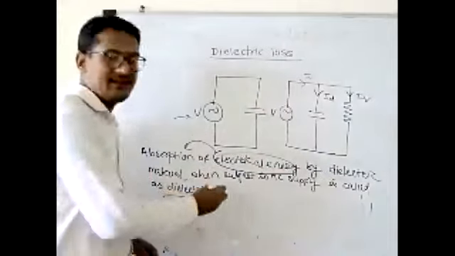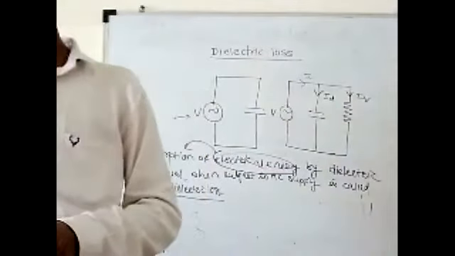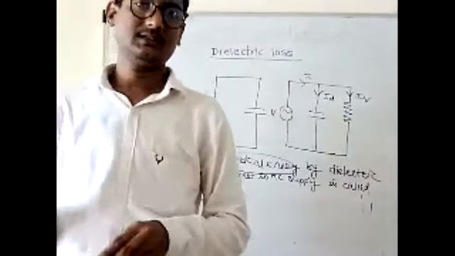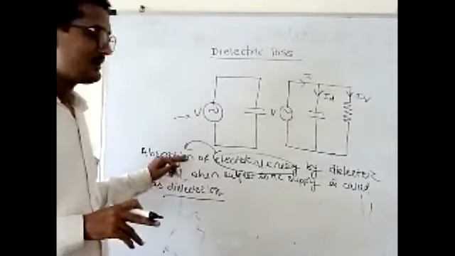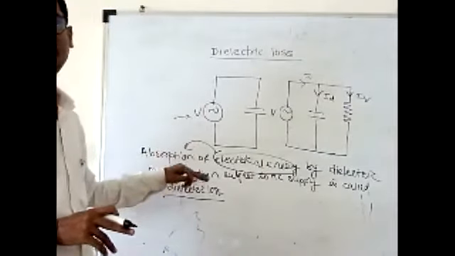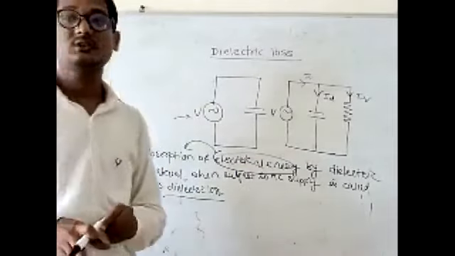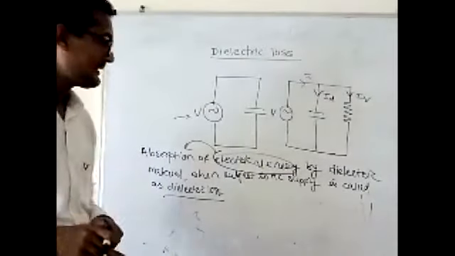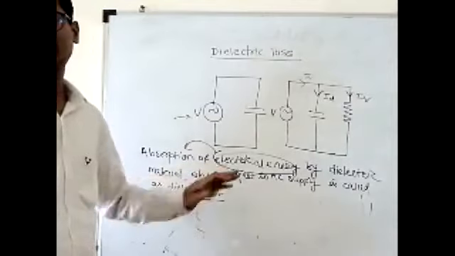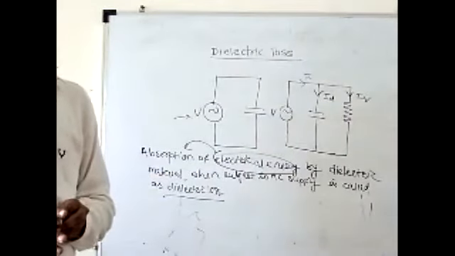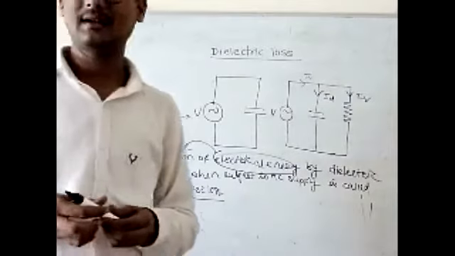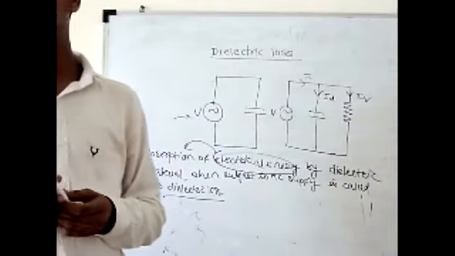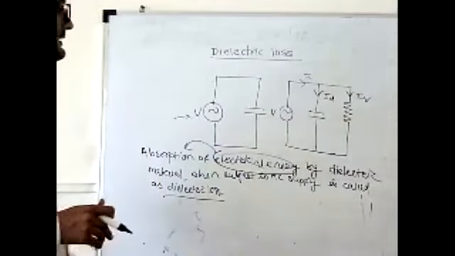An ideal dielectric does not absorb any electrical energy. Okay, this is the practical absorption of electrical energy by dielectric loss. But in case of an ideal dielectric, no energy is absorbed by this dielectric material. The real dielectric material always causes some loss of electrical energy.